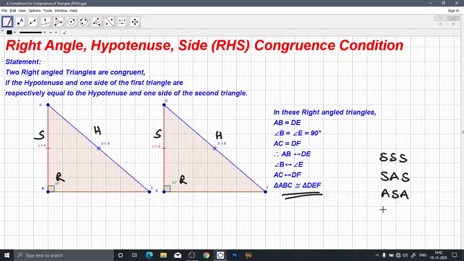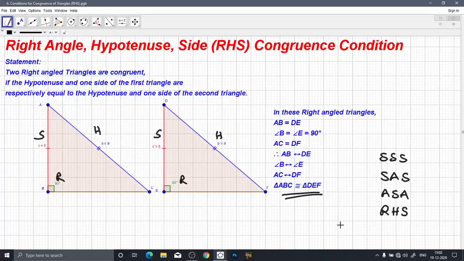Now this is the last one: the right angle, hypotenuse and any one side of a right angle triangle are equal to the corresponding right angle, hypotenuse and side of another triangle, then those two triangles are congruent to each other. So up to now we are concluding these conditions of congruence.